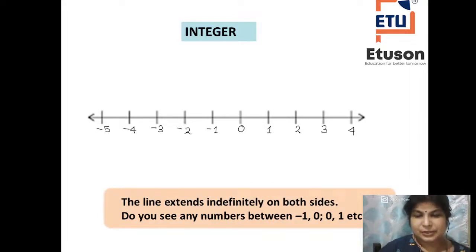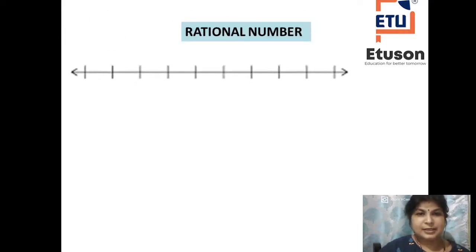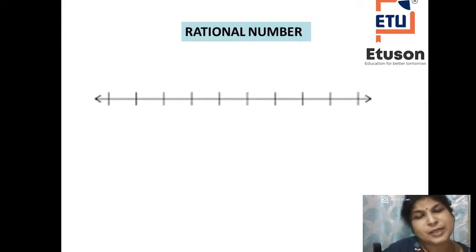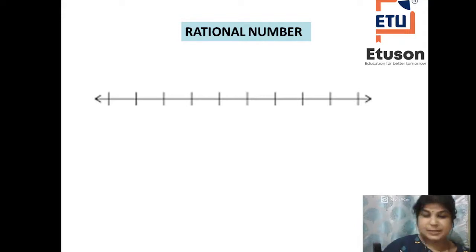Let us go to the next slide where we will represent the number line for the rational number. So here comes your rational number. Suppose, as I have already told you, rational number means what? Rational number means it can be represented in the form of p by q.